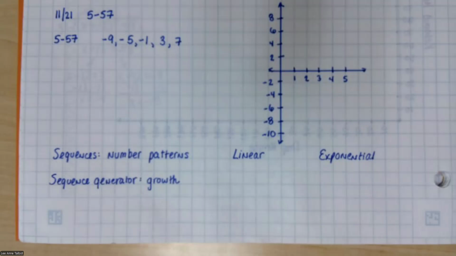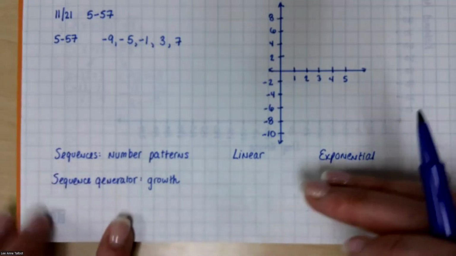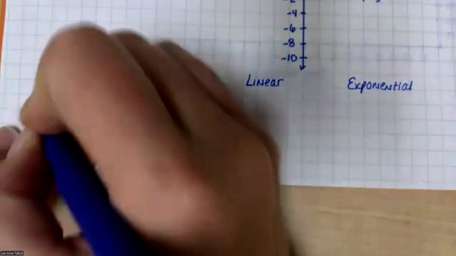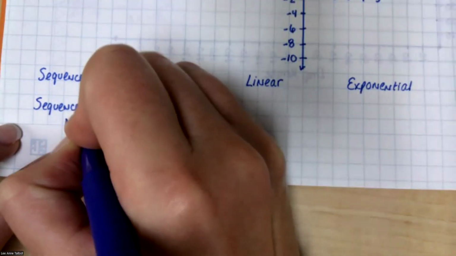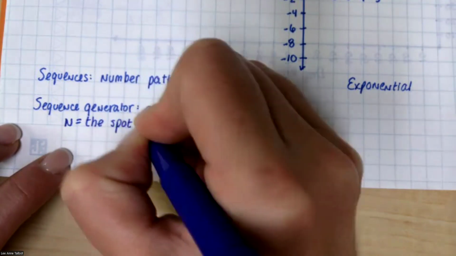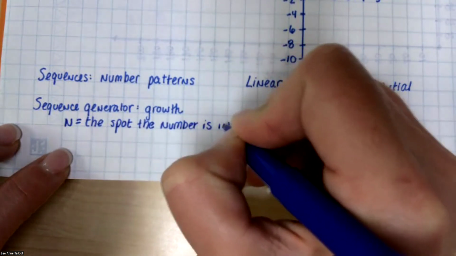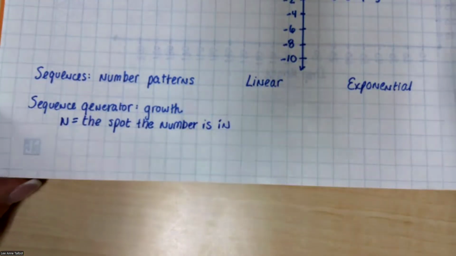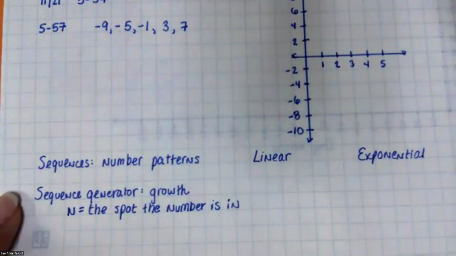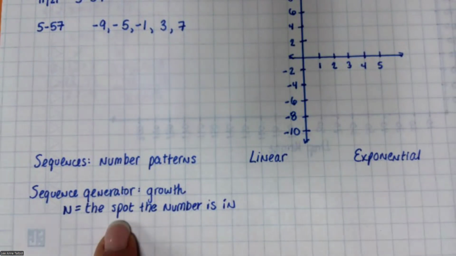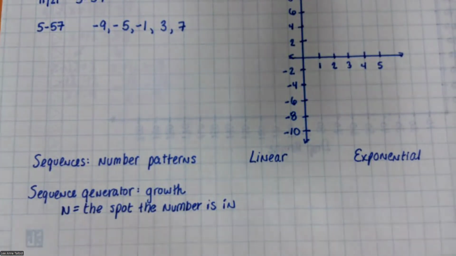And what we need is some common symbols to use. So this is probably one of the confusing bits. Okay, so here are our symbols. N equals the spot the number is in. I'm going to refer to the spot very often. Now, Dylan, does the word spot make sense? Spot. So let me explain.